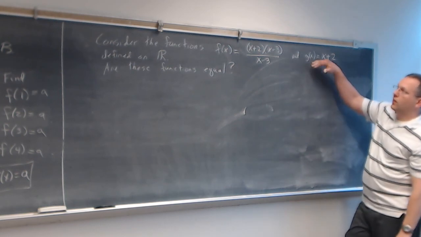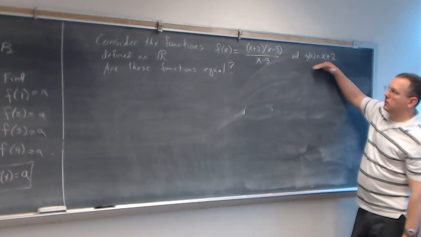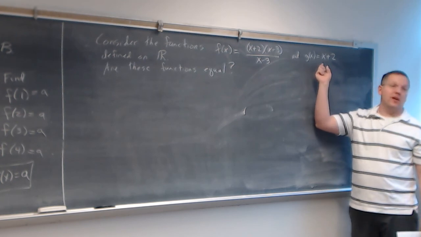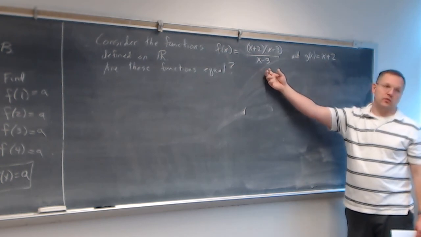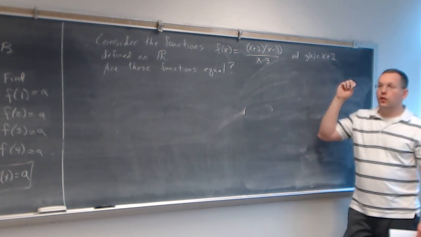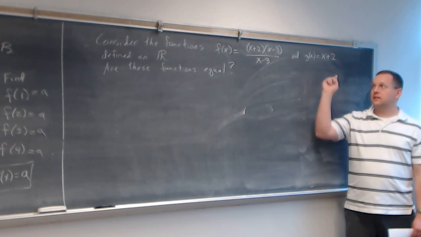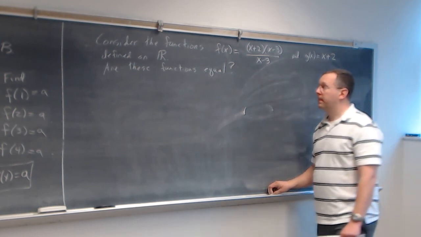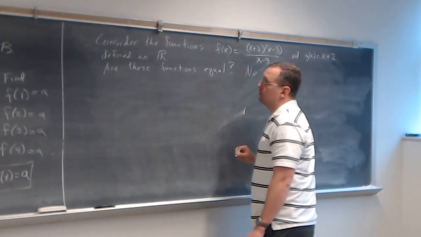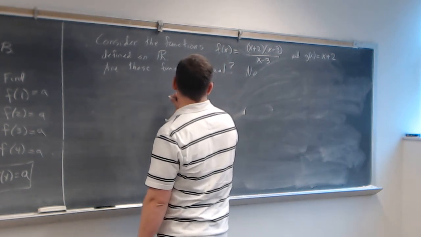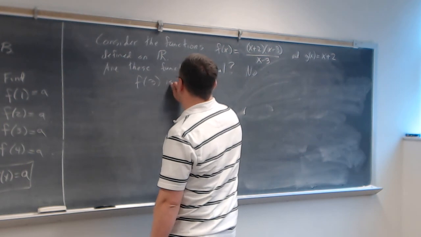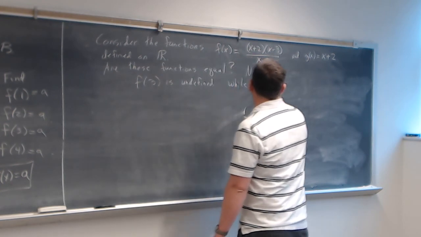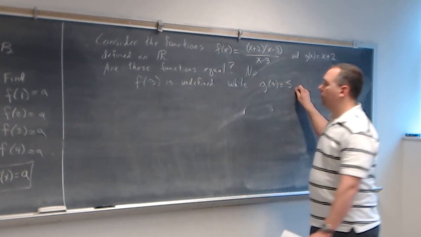So if I think of them as sets, the set that this equation defines has one more point in it than this one does. The point (3, 5) would be in this function. (3, 5) is not in this function. So they can't be equal. Every single other point is exactly the same as two sets, but if one point is different, then the functions are not equal. Okay? No, they're not equal. So f of 3 is undefined, while g of 3 equals 5.